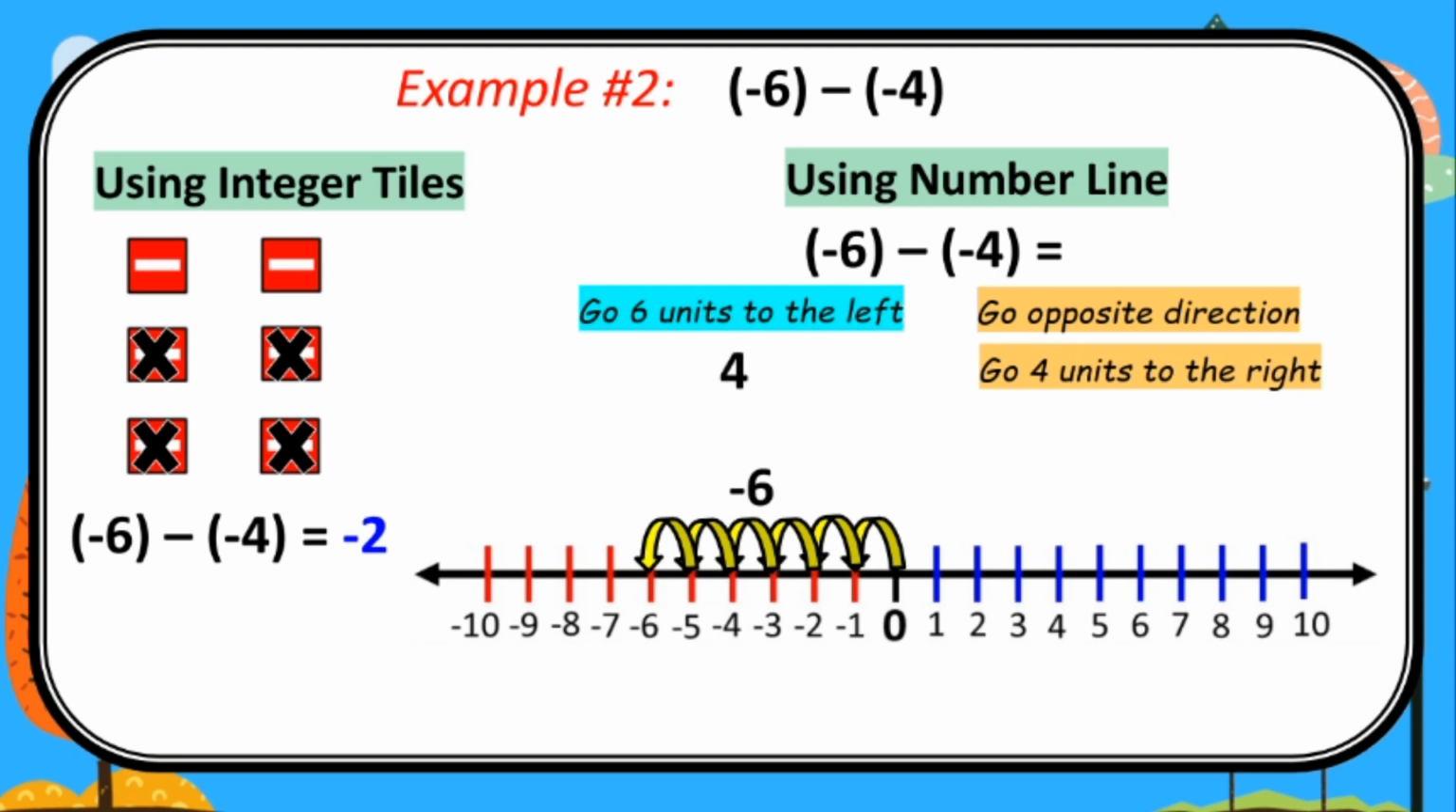So, mag-start tayo doon sa huling integer na nag-stop tayo kanina. So, we have 1, 2, 3, 4. At ano ang katapat na integer? We have negative 2. So, therefore, negative 6 minus negative 4, the answer is negative 2. So, same answer din tayo sa integer tiles.